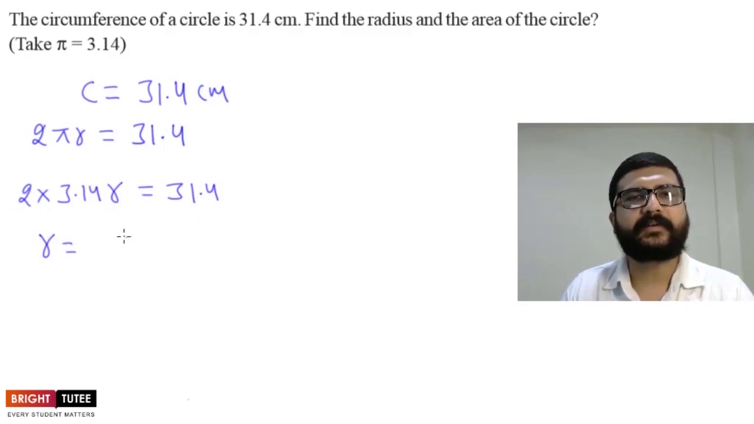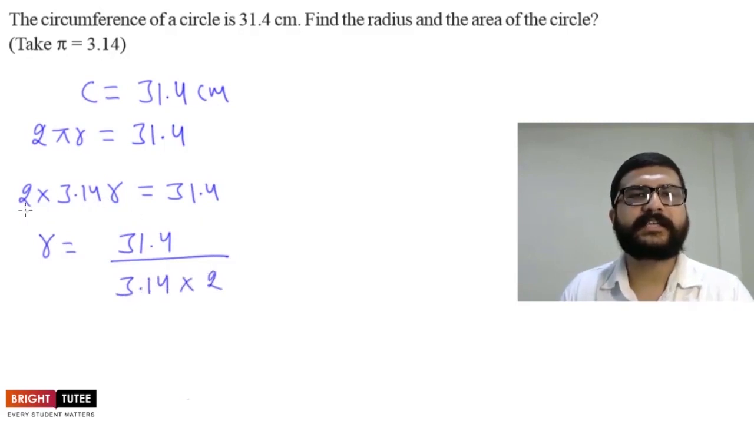So we will get r is equal to 31.4 divided by 3.14 into 2, because this 3.14 into 2 is multiplied with r here. So after transposing, it will come in division. Now we can remove this decimal and put 10 in the denominator, and let's remove this decimal and put 2 zeros in the numerator.